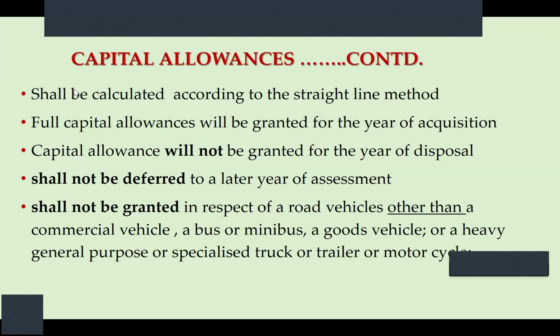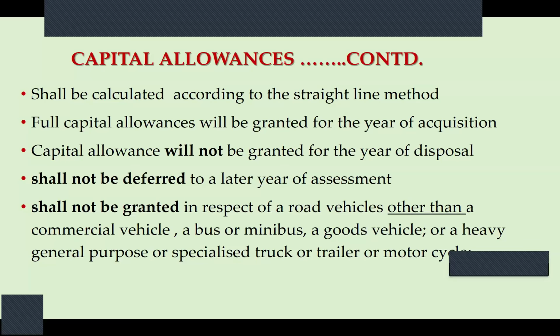Then the capital allowances shall be calculated in accordance with the straight line method. So that is why we divide it by 5 or 20. That means we will allow similar amounts as a deduction. Then full capital allowances will be granted for the year of acquisition. Capital allowances will not be granted for the year of disposal. So I know you know the reason. I have mentioned the reason. Now you have to keep it in your mind. It shall not be deferred to a later year of assessment. So what is the meaning of defer?